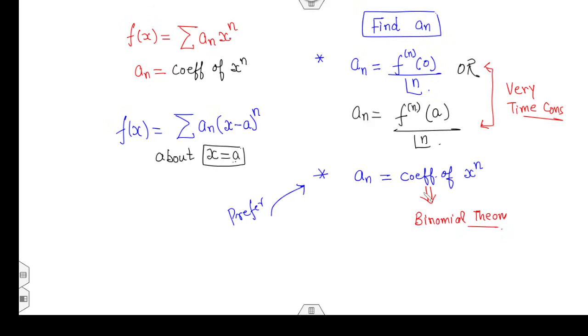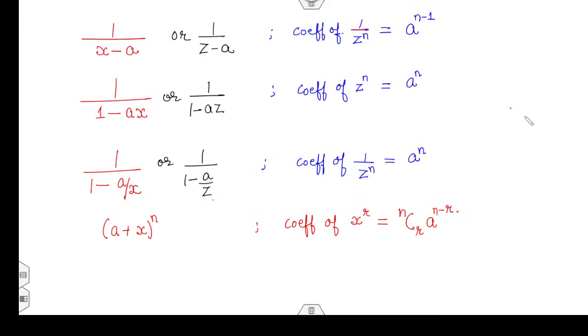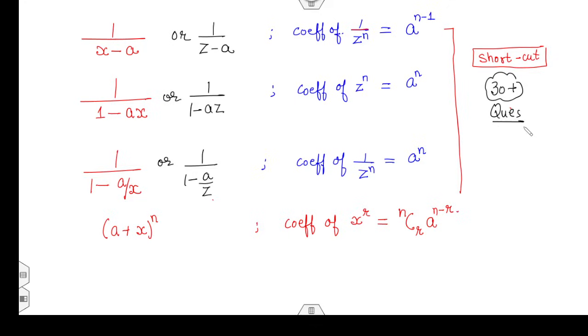Now, if you are using the coefficient of x raised to power n, you can always use the binomial theorem. Otherwise, the derivative is very time consuming. In order to apply the binomial theorem, you must remember these shortcut tricks. These are the only 4 shortcut tricks that you can apply for each problem. Based on these shortcut tricks, I can solve 30 plus questions in this lecture. Make sure students, whether you are working on real analysis or on complex analysis, you can apply the same shortcut tricks.